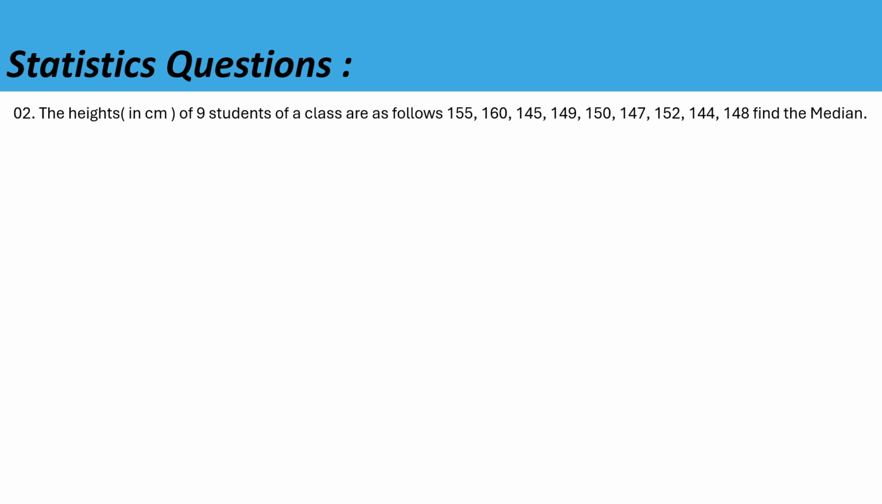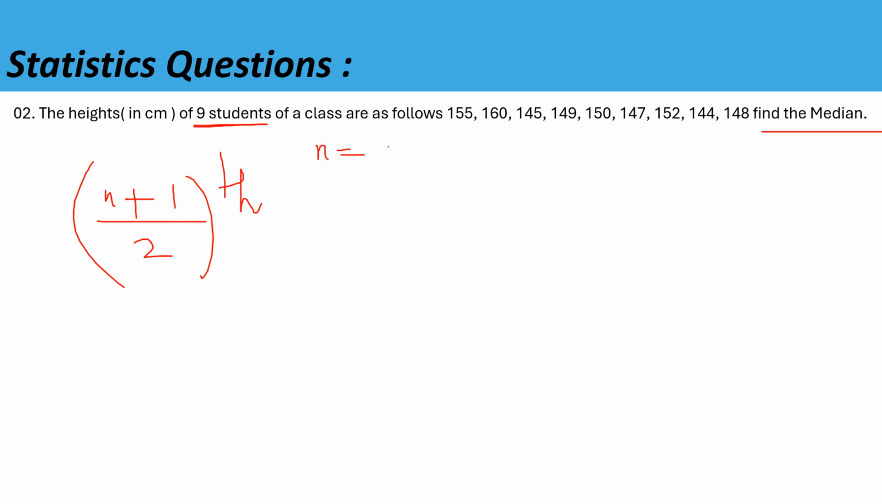Okay, so now the second question: the heights in centimeters of 9 students of a class are as follows. Find the median. So again we have to find the median, so we will follow this particular formula, (n plus 1) by 2 th. We have 9 students, so your n will be 9, and accordingly you will get the median. Try to solve this question.